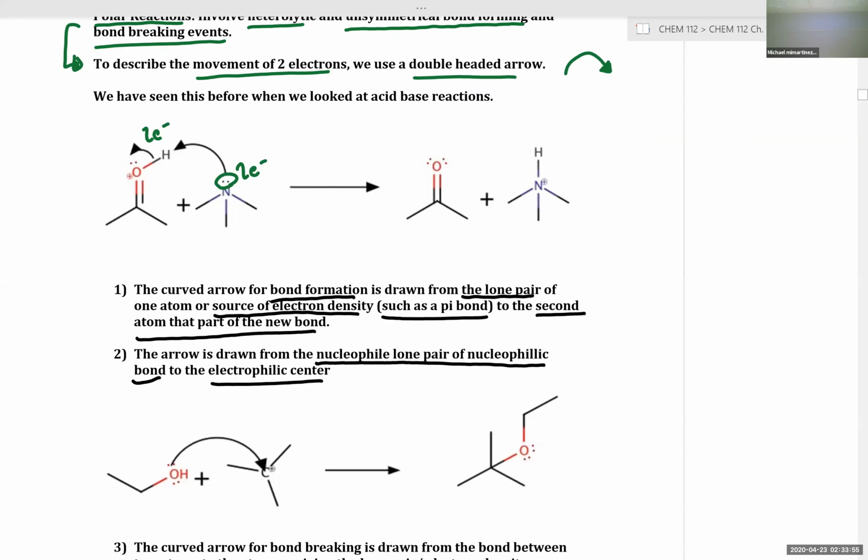So for example, if we're drawing the attack of an alcohol on a carbocation, we draw our arrow going directly from our lone pair to our electrophilic atom. Does that make sense to everyone? Does everyone see the movement of electrons and how that correlates with a bond forming event? Is everyone comfortable with this idea so far?